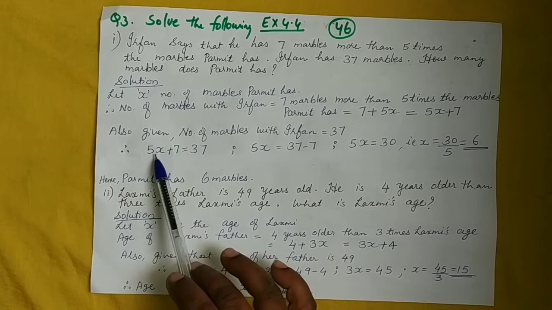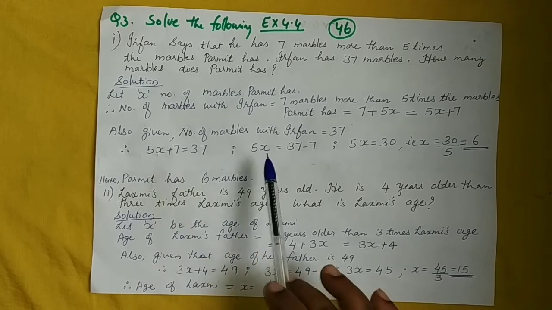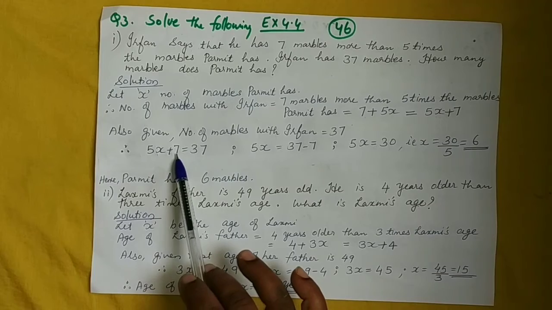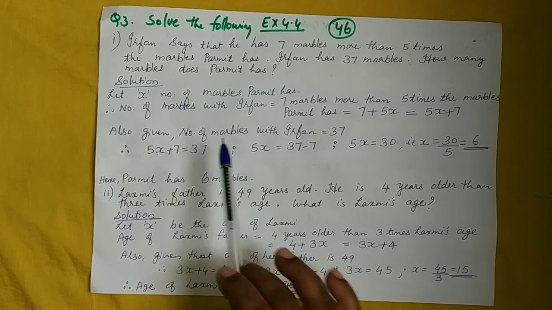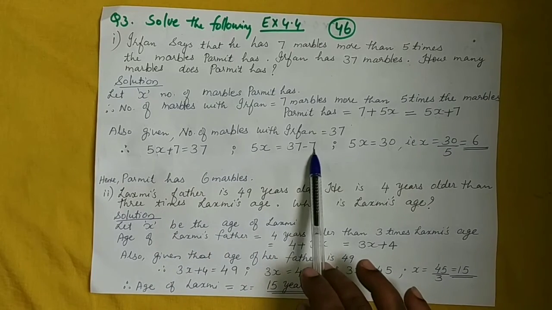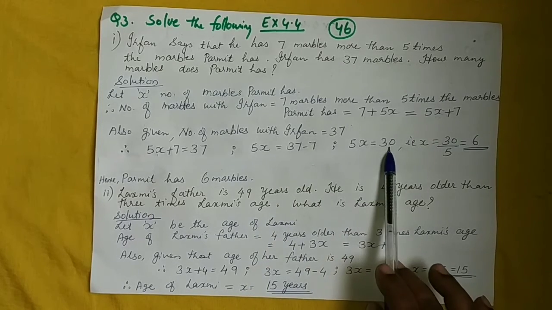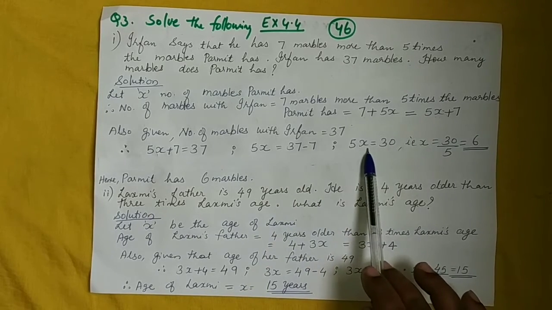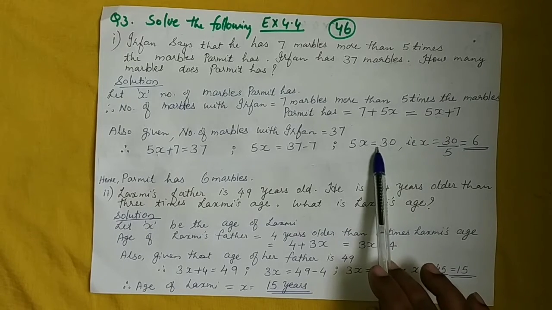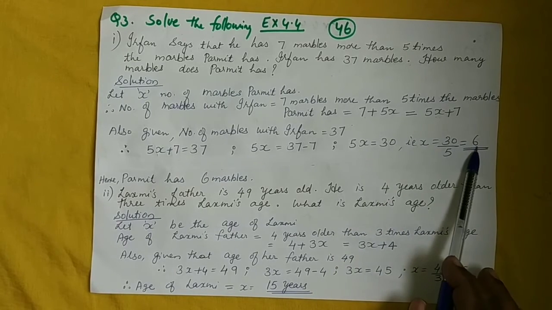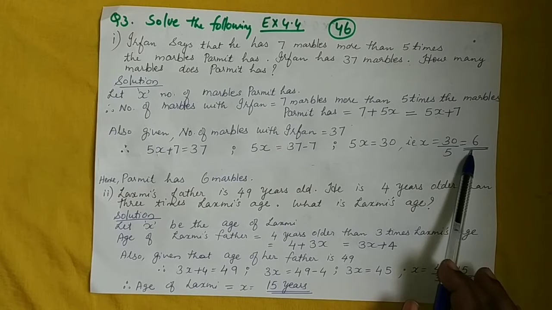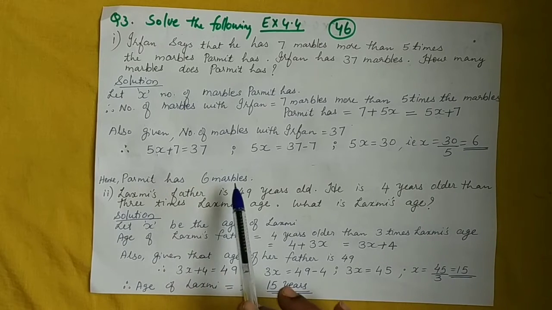Now we are going to solve it. 5X is in LHS, that we are keeping in LHS. 7 is taken from LHS to RHS. So it is subtracted in RHS. So 5X is 37 minus 7. That means 5X is 30. 5 is multiplied by X. So what is the value of X? 30 divided by 5, 6. X is representing what? Parmit's number of marbles. That means Parmit has 6 marbles. Okay. X is Parmit's number of marbles only.